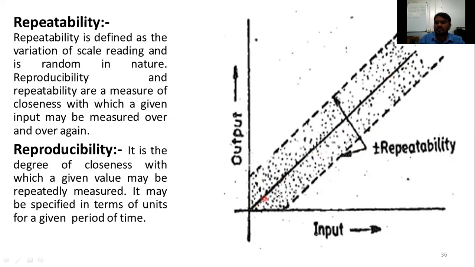Reproducibility means there is no change in the value or output, even though repeatedly they do the checking. Same value of output they are going to give for the particular input, same output for the particular input, same output, like that. That is the difference between repeatability and reproducibility. Is it clear?